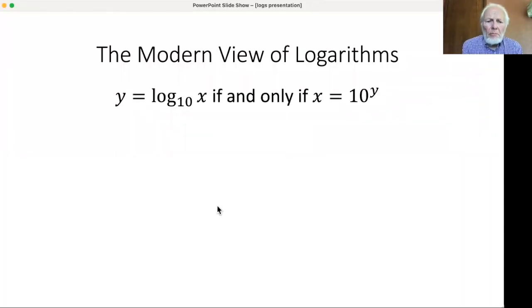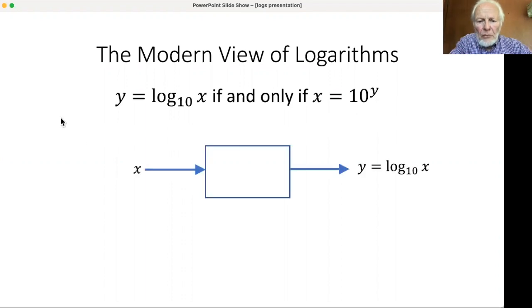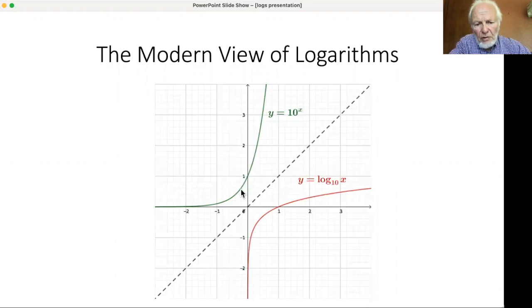So I'm assuming you are more or less familiar with the view of logarithms that we teach in schools nowadays, and that is to say that the log function is the inverse of this exponential function, 10 to the power of something or other. So if we're using function machines, for example, y is log to base 10 of x if x is 10 to the y. Or in graphical terms, this is the graph of y equals 10 to the x. This is the graph of y equals log to base 10 x, and they're reflections of one another in this line.